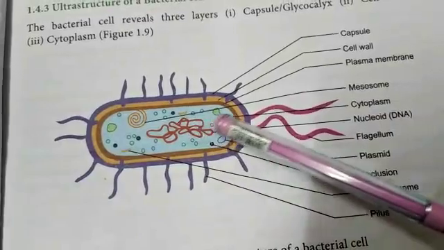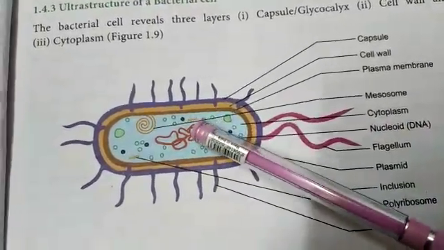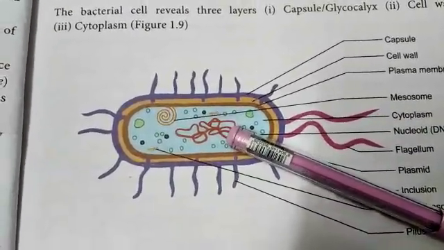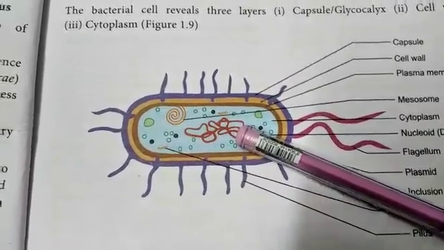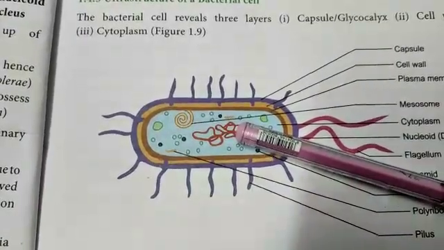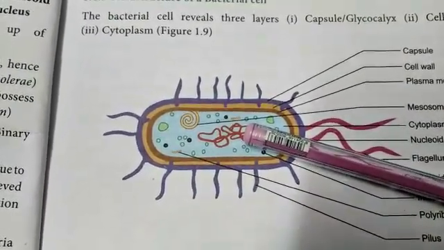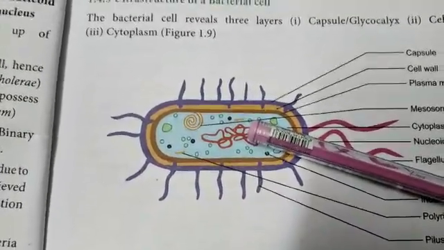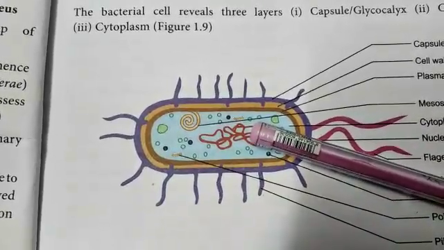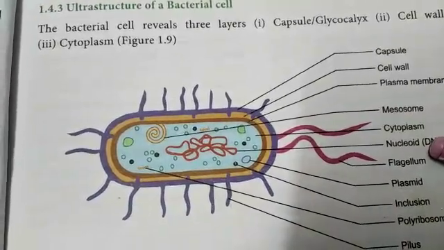The next one is the bacterial chromosome, the nucleoid or DNA. The bacterial chromosome is a single-stranded circular DNA, tightly coiled inside the bacterium. Only in eukaryotes is it enclosed in a membrane, but here it is present in the central portion. The bacterial chromosome is also known as the nucleoid or genophore.